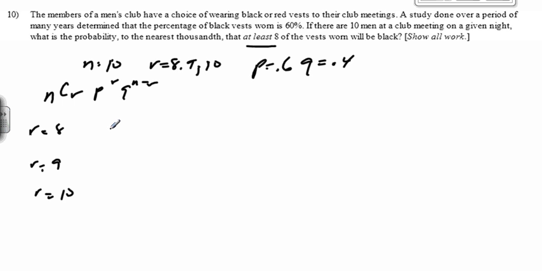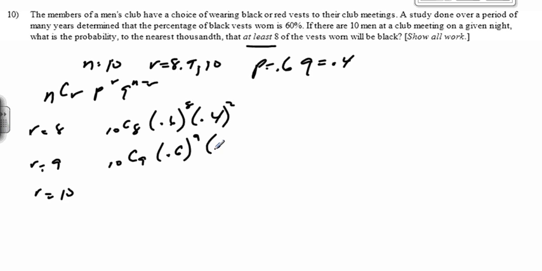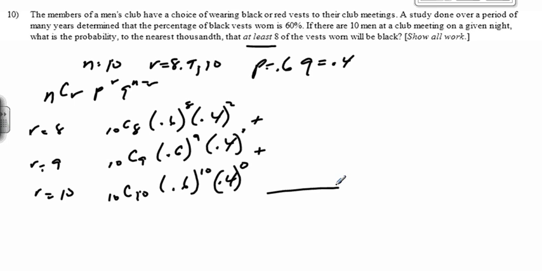So, if R is equal to 8, we have 10C8, 0.6 to the 8, 0.4 to the 2. You're going to type that in your calculator, get a decimal. 10C9, 0.6 to the 9th, 0.4 to the 1st, and we're going to do 10C10, 0.6 to the 10th, and 0.4 to the 0, which we know is 1. Good. You're going to type these all in your calculator the way you see them and add them all up. Excellent.